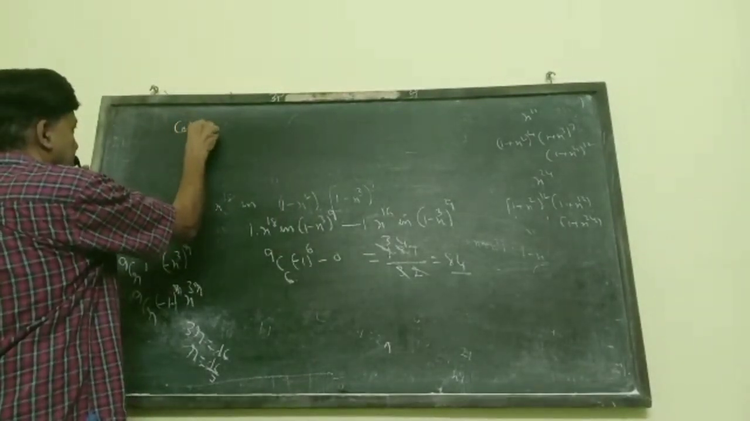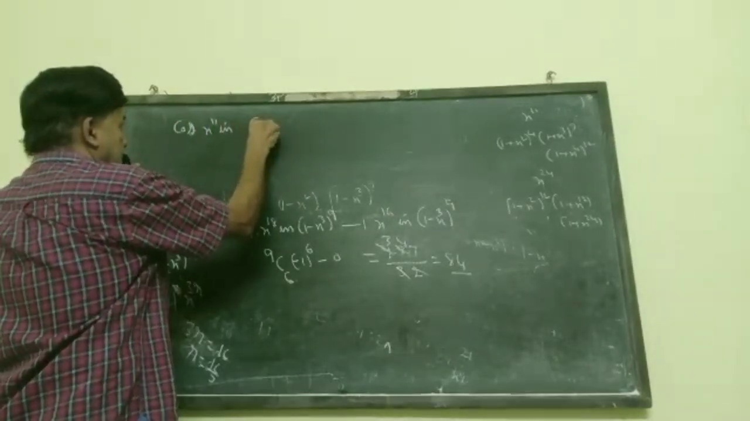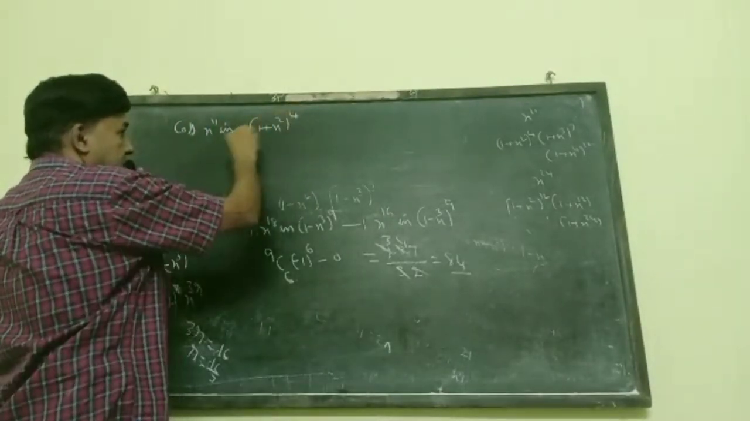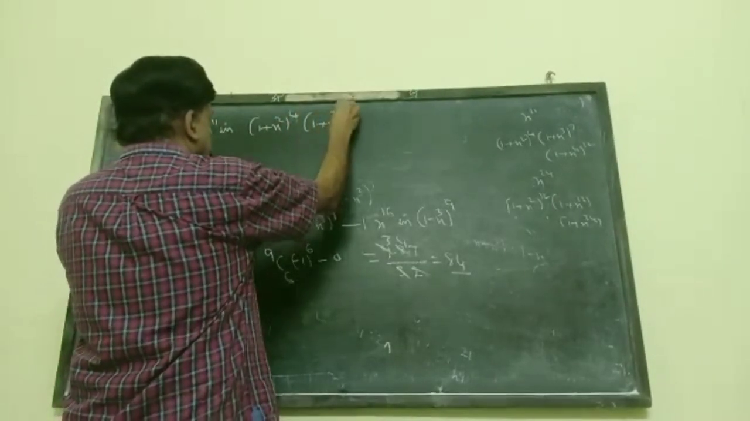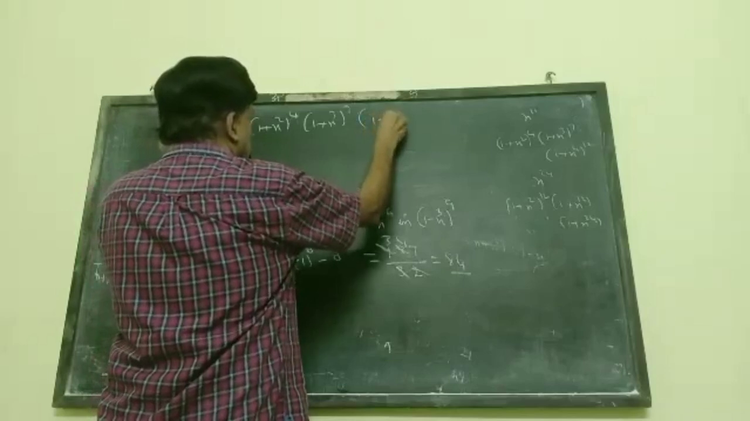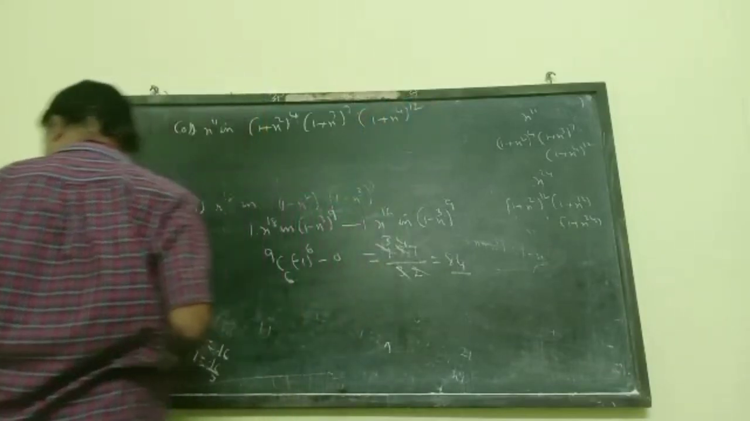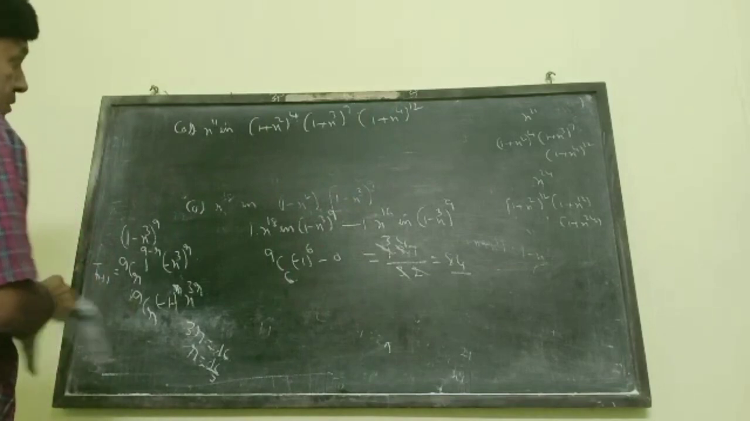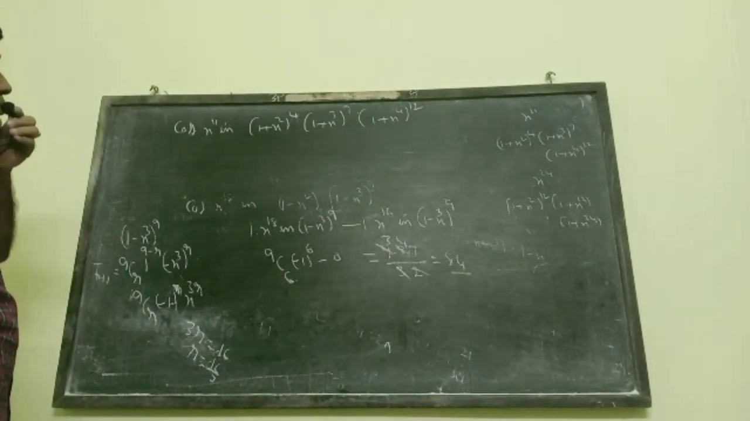Find the coefficient of x^11 in (1 + x^2)^4 (1 + x^3)^7 (1 + x^4)^12. So the coefficient of x^11 in the product of this.